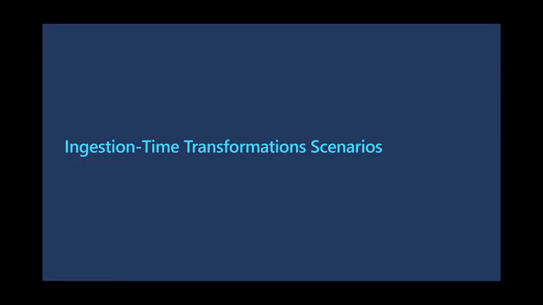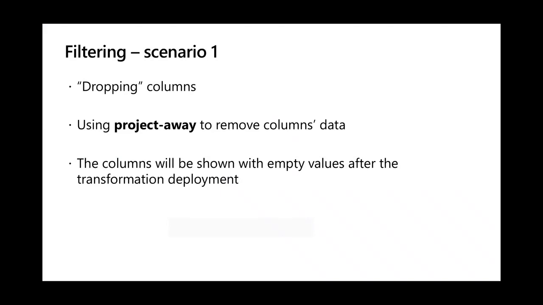Perfect. Thank you, Javier. So yeah, now that we know what ingestion-time transformations are and how they're built, let's see a few examples of real-life scenarios. The first one we'll start with is filtering, simply removing data and columns from events that we actually don't need for investigation. So basically, we're using, as Javier mentioned, a very simple KQL statement in this demo.